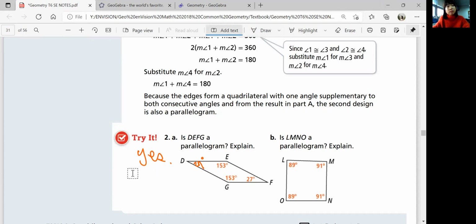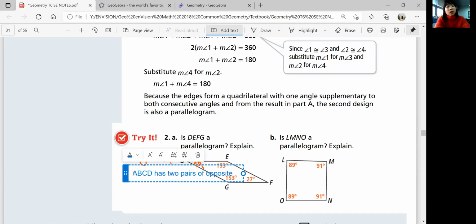Because DEFG has two pairs of opposite angles that are congruent.